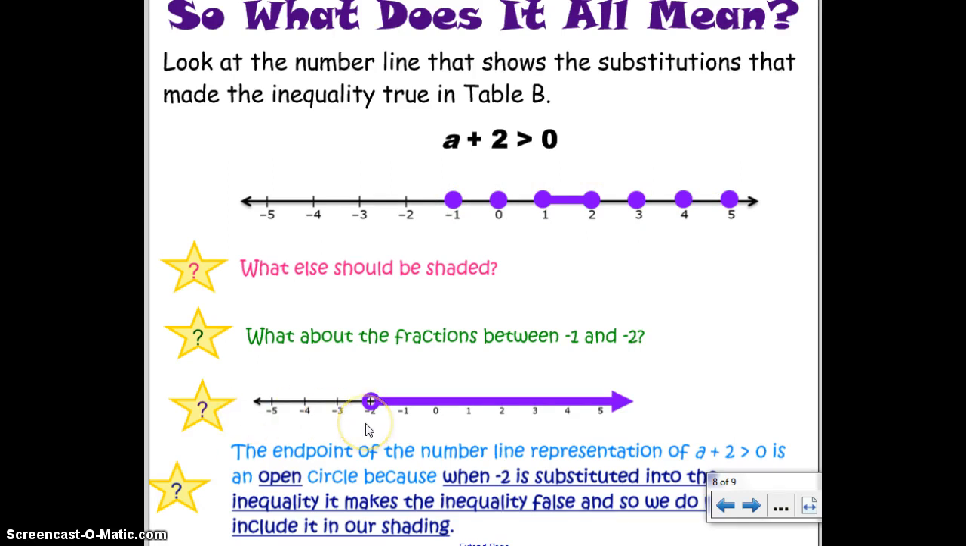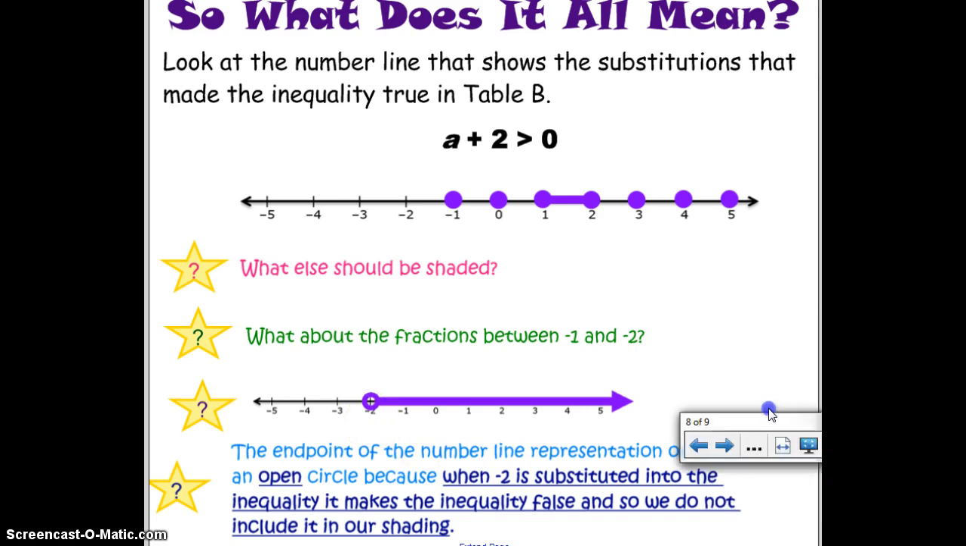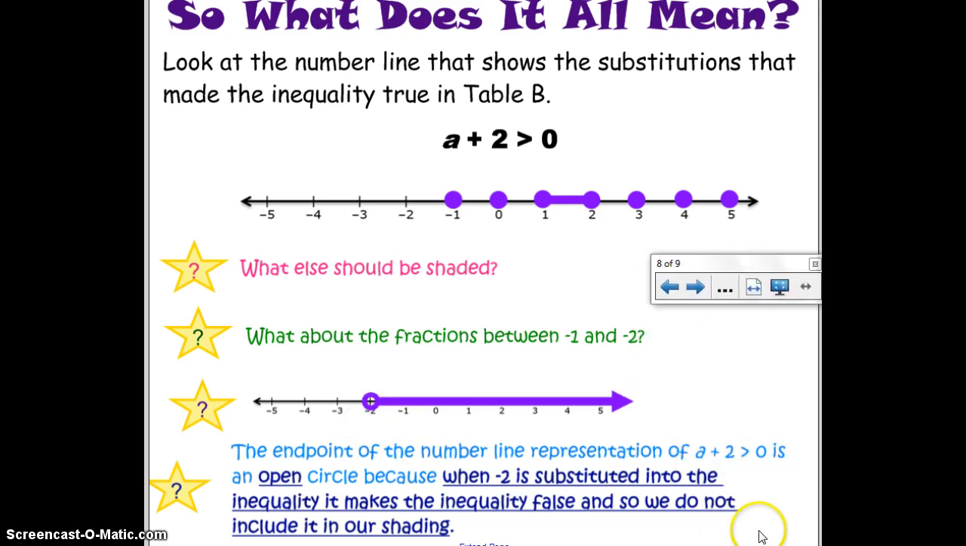We changed our number line to have an open circle at negative 2, and we shaded to the right. We are using an open circle at negative 2 because we cannot include negative 2, because we cannot have the answer equaling 0. Any answer we get on the left side must be greater than 0.